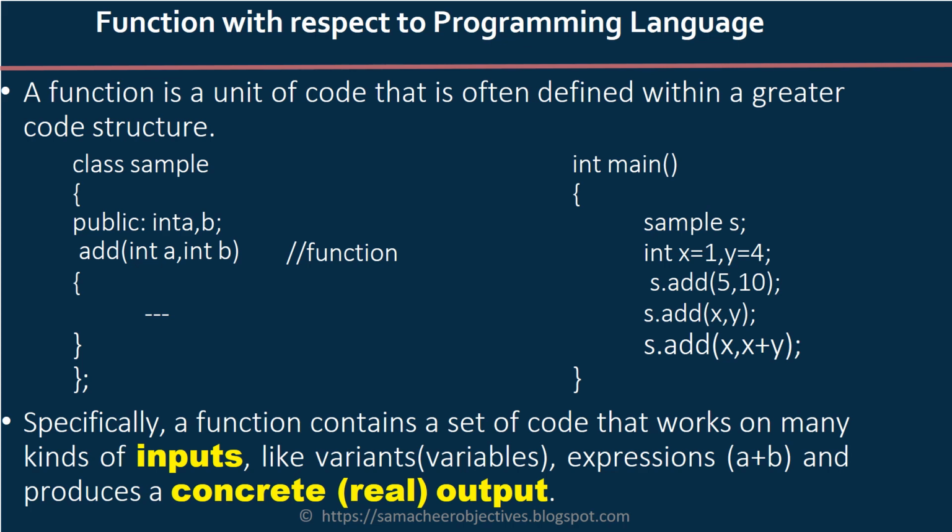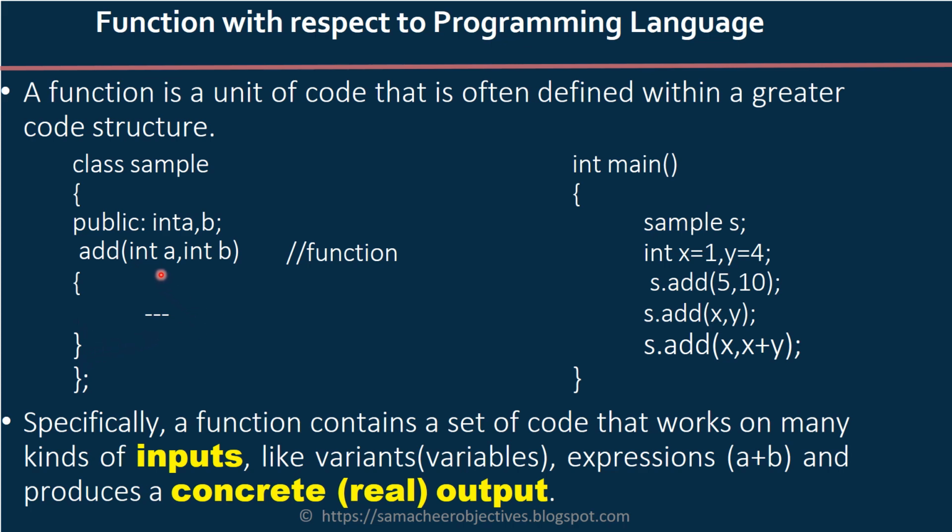Then what is a function with respect to a programming language? See this example program. We have a class called sample, and just recollect what you have studied in C++. Inside the class, we have a function called add of int a comma int b. I have given just a snippet, not a full program. So add is the function name, with a and b, and this is the function definition. How do you identify that it is a function definition? There is no semicolon at the end, and it is followed by a pair of braces. So definitely it is a function definition.